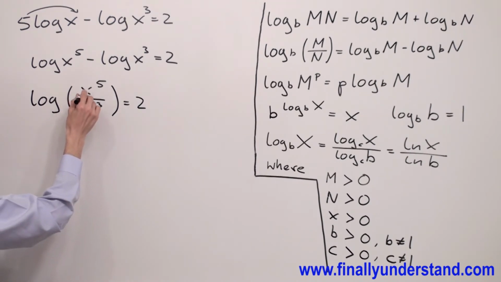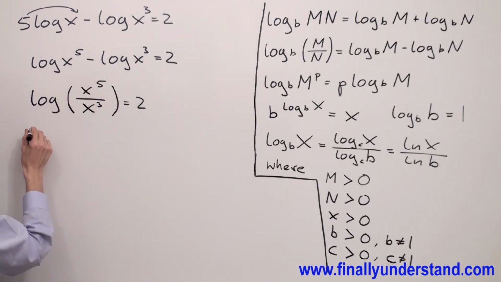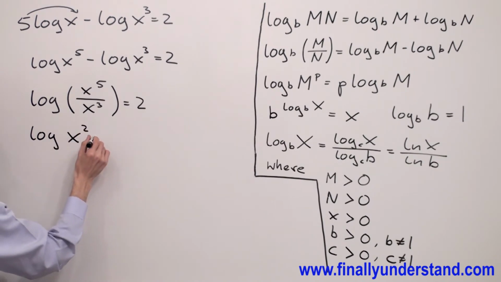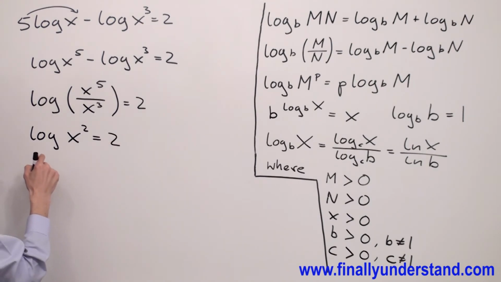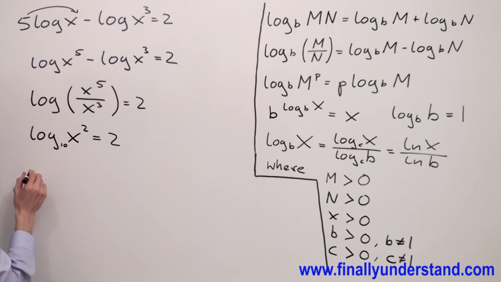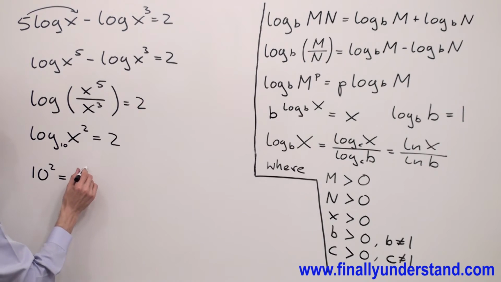By using properties of exponents, we are going to simplify the fraction in the parentheses, and this is going to be equal to log x to the 2nd power equals 2. Next, I'm going to convert the logarithmic form to the exponential. Please keep in mind that this is common log, which has base 10, invisible 10. You have to make it visible and simply write 10 to the 2nd power is equal to x squared.